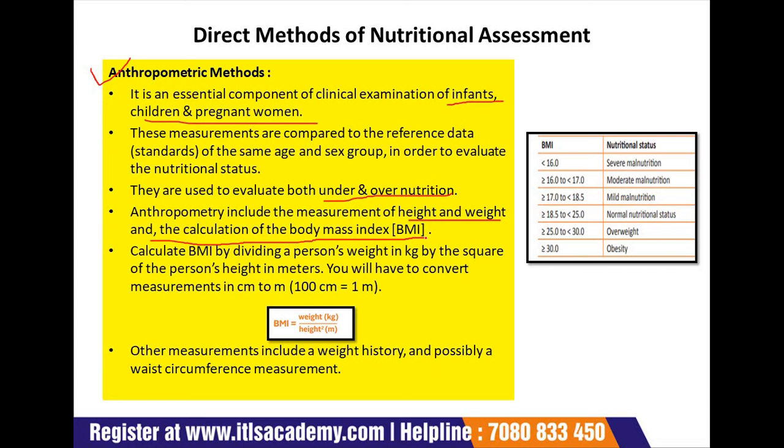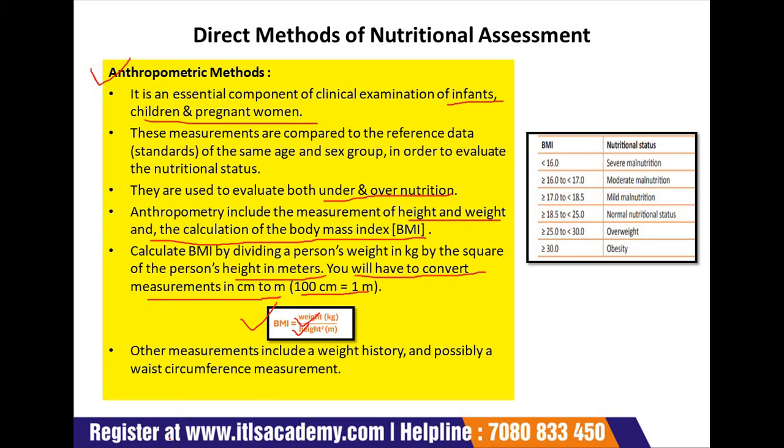non-postpartum adults. You calculate BMI by dividing a person's weight in kilograms by the square of the person's height in meters. You will have to convert measurements in centimeters to meters, like 100 centimeters is equal to 1 meter. So here is the formula: BMI is equal to weight in kg over height squared in meters.